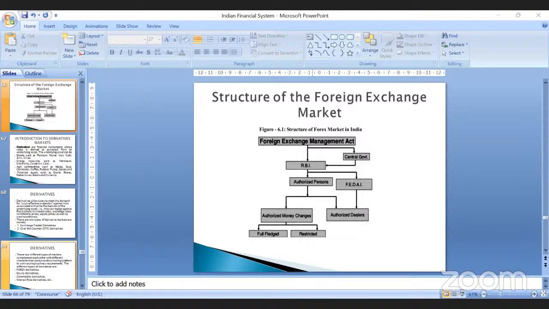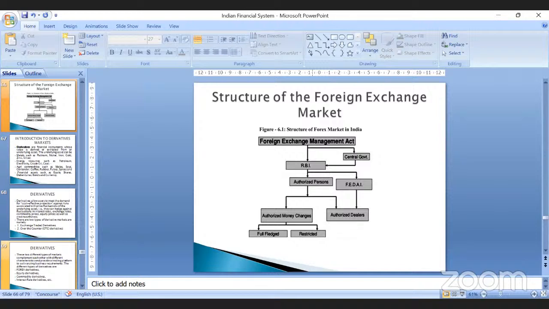They can operate as full-fledged money changers, or they can be restricted money changers, which are also permitted by the Reserve Bank of India. They have been replaced by franchises. Now RMCs, that is restricted money changers, are no longer operating in the country.